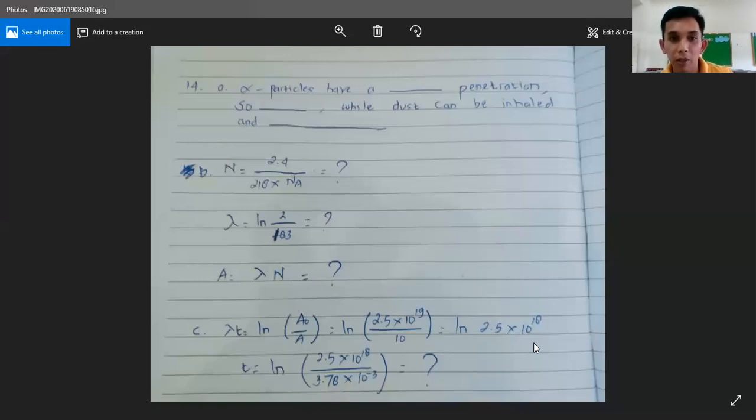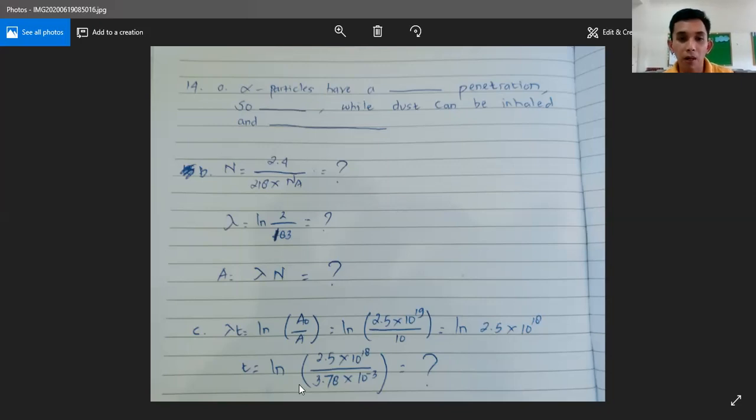After you find N, you can find lambda. Lambda is equal to natural logarithm of 2 over 183. This one is the half-life, the time taken, right? And after you find lambda, then you can find the activity. Activity is lambda times N, so the lambda from here times the number of undecayed nuclei.